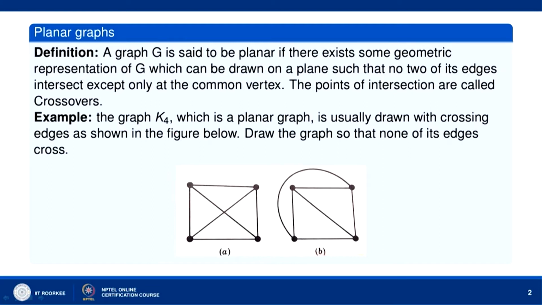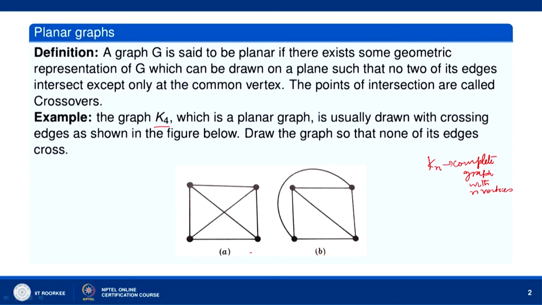The graph K4, okay, let us look at the graph K4. K4, as we remember, Kn is called a complete graph with n vertices. And a graph is called complete if every vertex is joined to every other vertex. So, here let us look at the graph K4. Here you can see this is the graph K4. Here every vertex is joined to every other vertex.